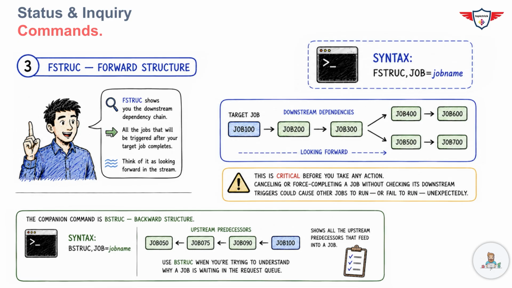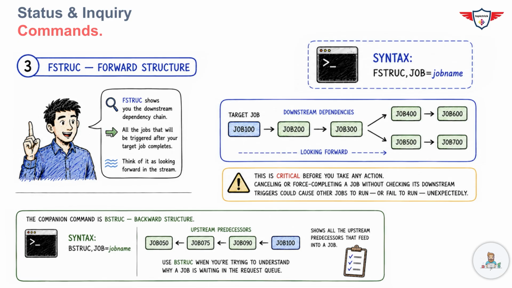Now, the companion command is backward structure, or BSTRUC. This command allows you to see the upstream predecessors that feed into this particular job. You should use BSTRUC when you are trying to understand why a job is waiting in the request queue.